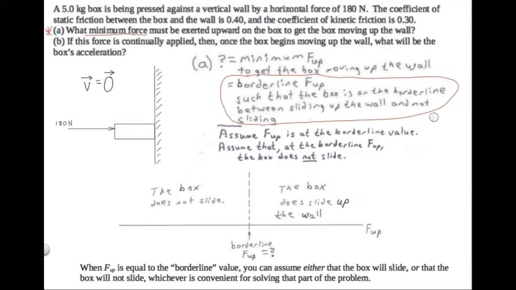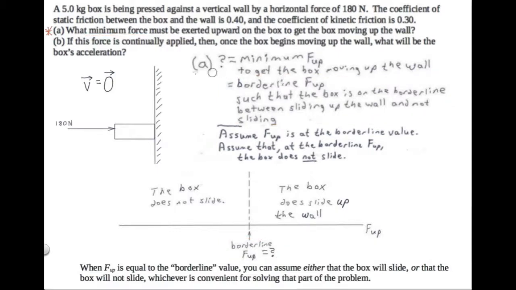Now, as we discussed in the previous video, when the question asks us for the minimum force to make the box move up the wall, we can actually interpret that question as asking us for the borderline upward force, such that the box is on the borderline between sliding up the wall and not sliding up the wall. So let's reinterpret the question as asking us for this borderline upwards force.